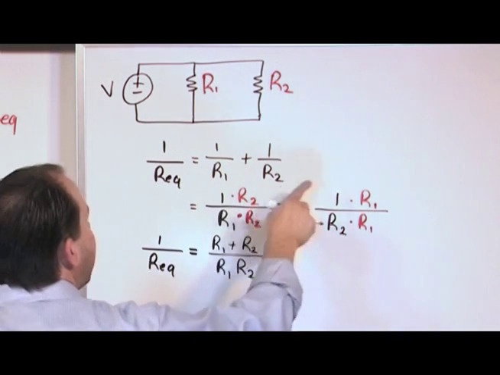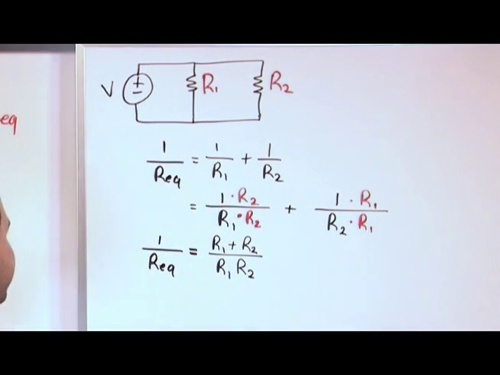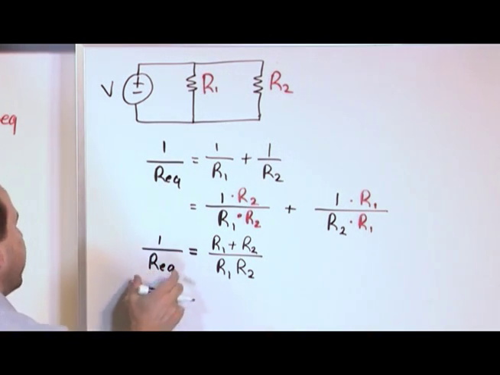Make sure you understand that. I'm just adding these together. Common denominator stays the same. So here is almost the answer. But as I said, we want to find out what the equivalent resistance is equal to.